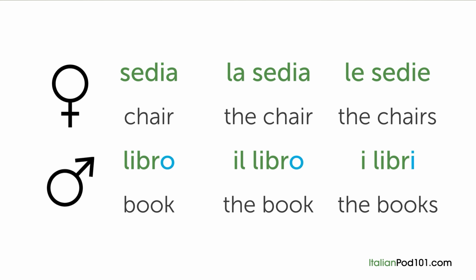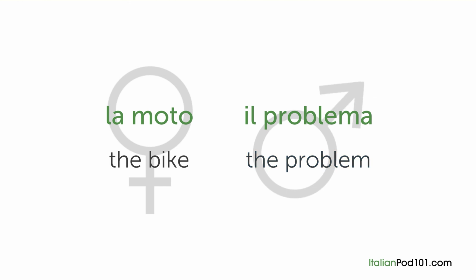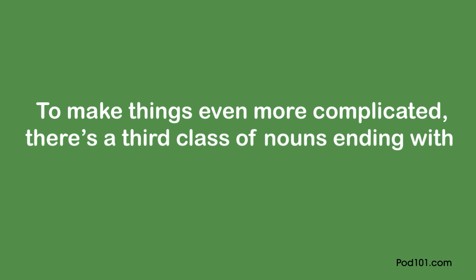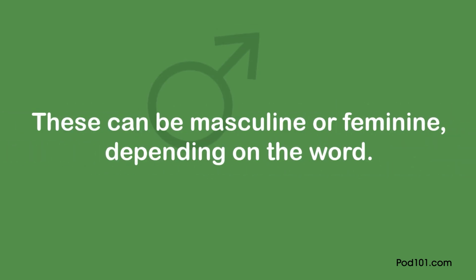The O-I for masculine and A-E for feminine rule doesn't always work though. Most of the time, but not always. There are some exceptions like la moto, meaning the bike, which is feminine, and il problema, meaning the problem, which is actually masculine. To make things even more complicated, there is a third class of nouns ending with E in the singular and I in the plural. These can be masculine or feminine depending on the word.